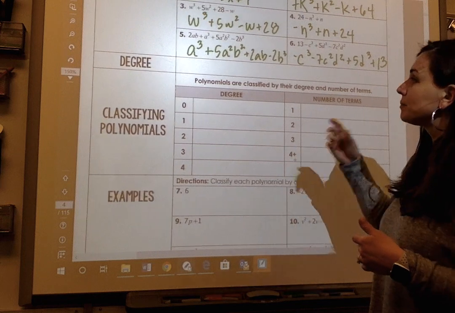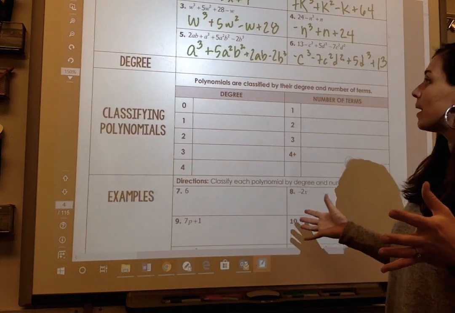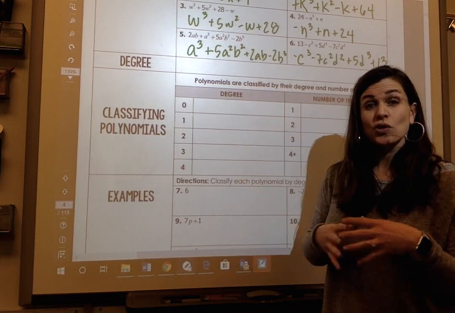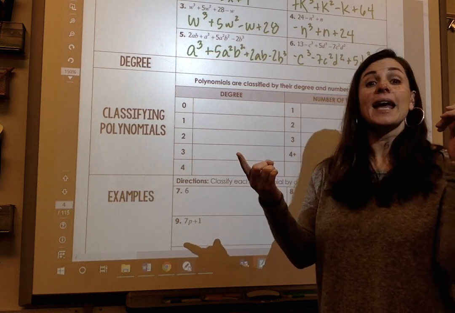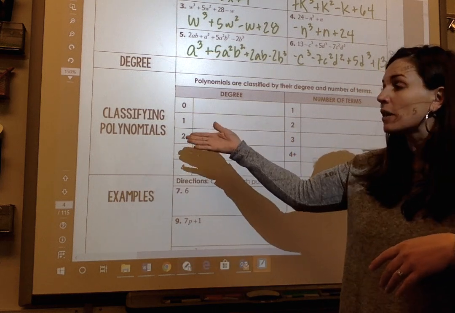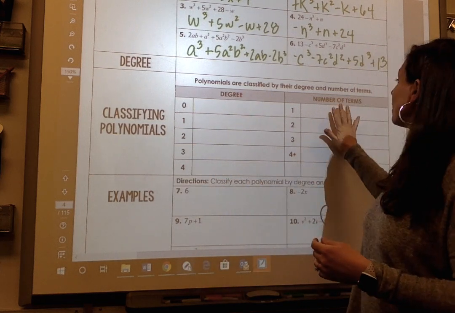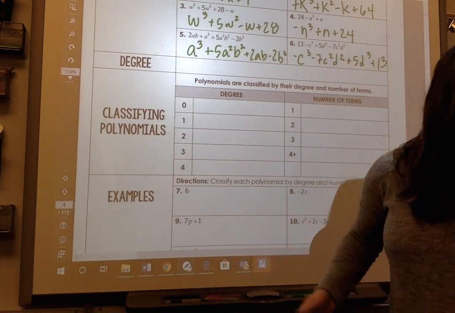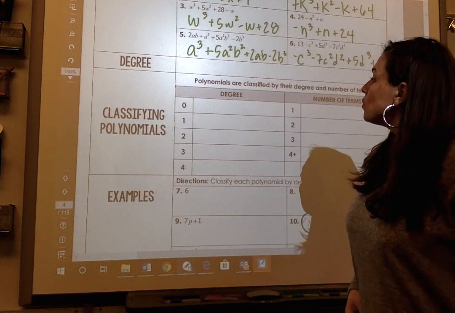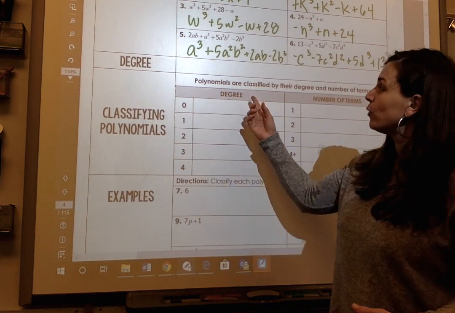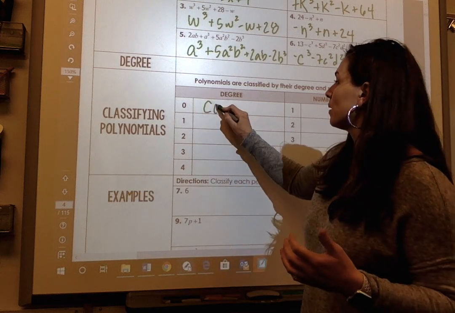All right, now, when we start naming polynomials, we name them by degree and number of terms. So think back to triangles. You can name a triangle by its sides and its angles. Same thing with classifying polynomials. You name it 2 ways. You name it by its degree and you name it by its number of terms. Now, some of you guys may be saying, what is the degree? That's just the exponent. So on here, if you have a degree of 0, that means we're working with a constant term.